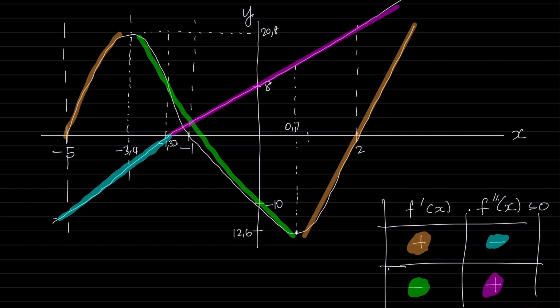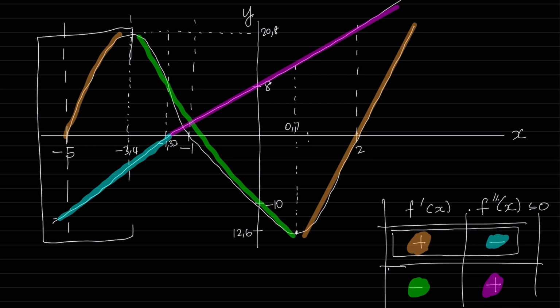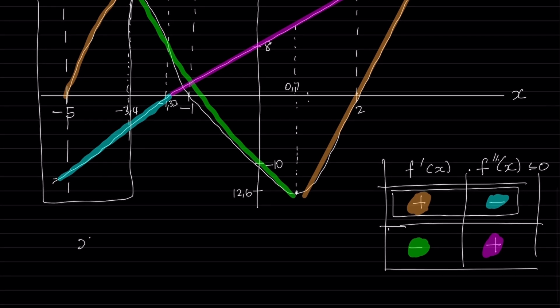And now what I'm looking for is regions where I have that color combination, right? So the first color combination I'm looking for is an orange region and a blue region. So orange and blue. Well, orange and blue starts from here. Orange and blue is here. So one solution is going to be when x is less than or equal to minus 3.4. So that's going to be one solution.